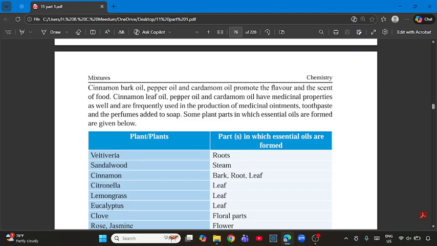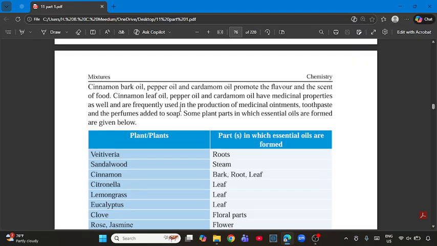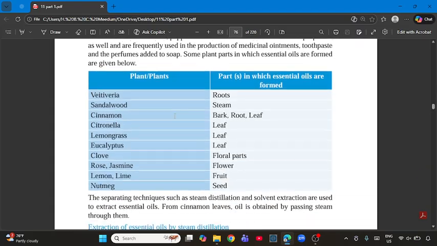Cinnamon leaf oil, pepper oil and cardamom oil have medicinal properties as well, and are frequently used in the production of medicinal ointments, toothpaste and the perfumes added to soap. Some plant parts in which essential oils are formed are given below.